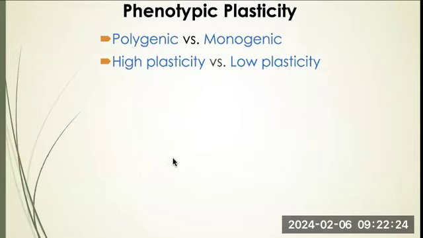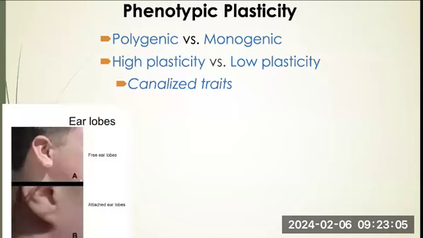Now, if a trait is highly plastic, it means it's very susceptible to change based on the environment. So when a mom is pregnant with a child, and we're talking about highly plastic traits, what she eats, her stress level, and whether she's exposed to pollutants will all influence these traits. On the other hand, there are components that have low plasticity. No matter what is happening, it's going to develop that way. A canalized trait would be something like eye color or hair color. That's determined by the genes, and no matter what mom eats, it's not going to change the hair color of the child, right? That's what we mean by canalized.